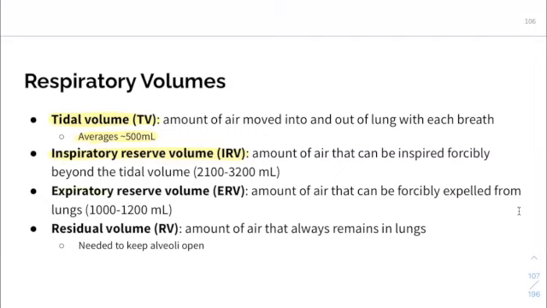We have our expiratory reserve volume. This is how much air you can forcefully blow out.